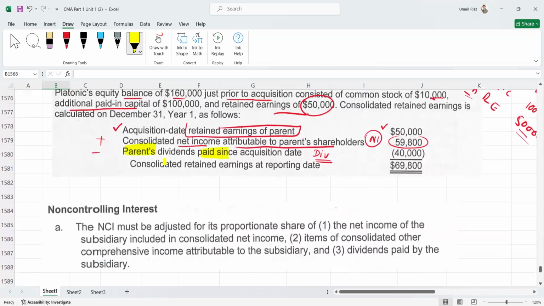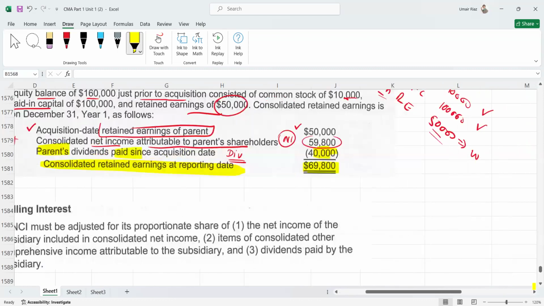Parents dividend paid since acquisition, 40,000. So now this is called consolidated retained earnings. Now this will go to the consolidated financial statements. And I told you, in the consolidated financial statements, what will go?